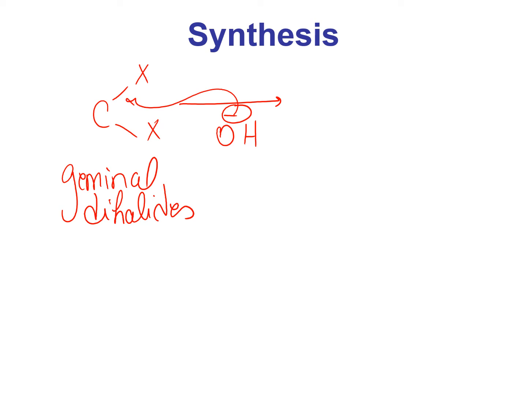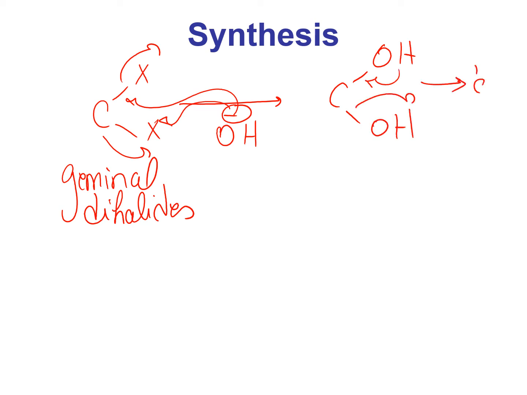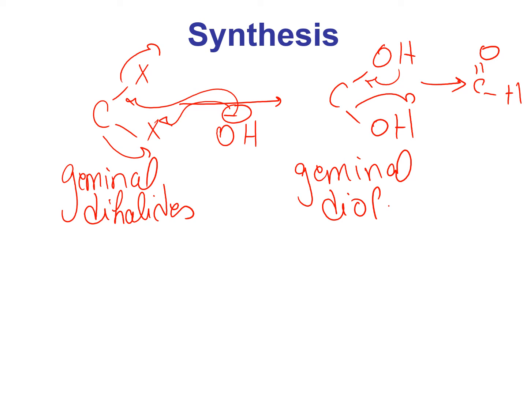If you substitute these halogens by two OHs, a regular nucleophilic substitution reaction, what happens is that the geminal diol is an unstable compound that breaks down giving an aldehyde or a ketone. It breaks down giving a carbonyl compound. So this is the third method.